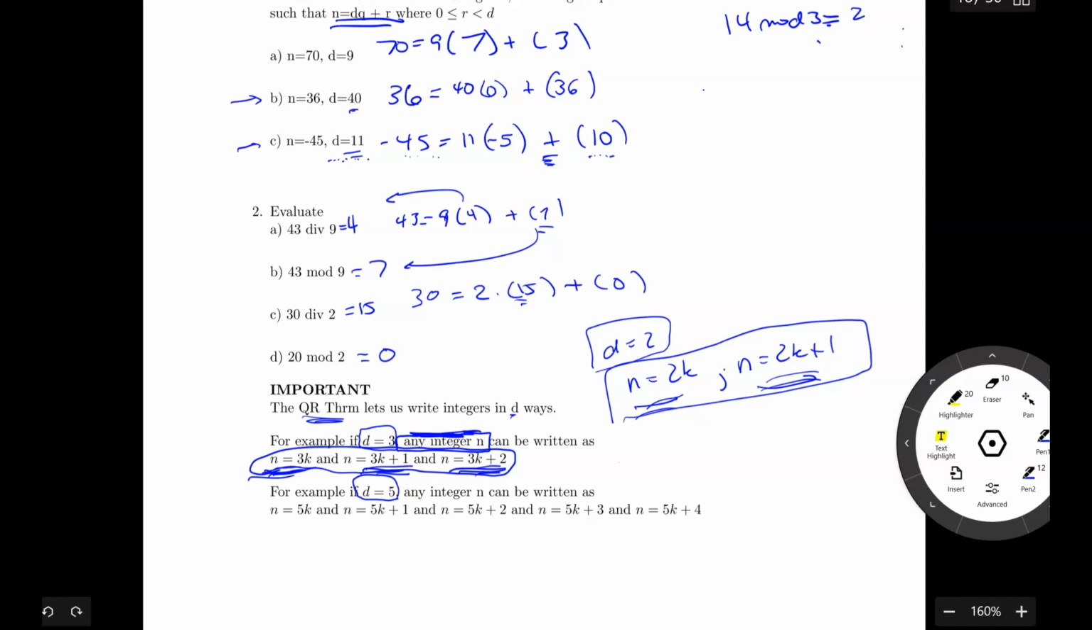So if d is 5, any integer can be written as this, this, this, this, and this. How far do I need to go? Till the remainder is smaller than the divisor, right? 5k, 5k plus 1, 5k plus 2, 5k plus 3, 5k plus 4. I'm not going to do 5k plus 5 because that would get me back to here again, right? So this is how we break up how we can write different integers.